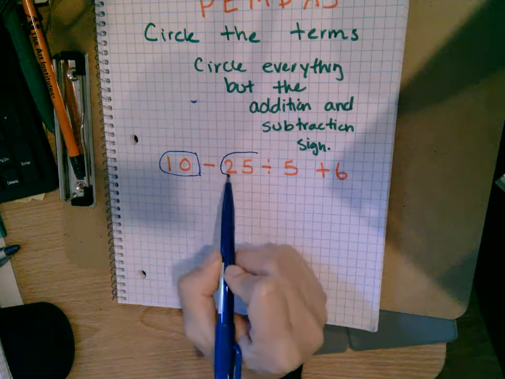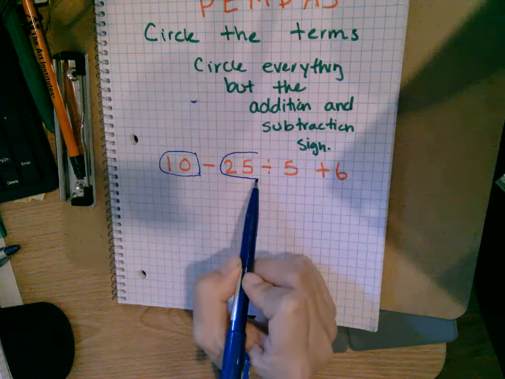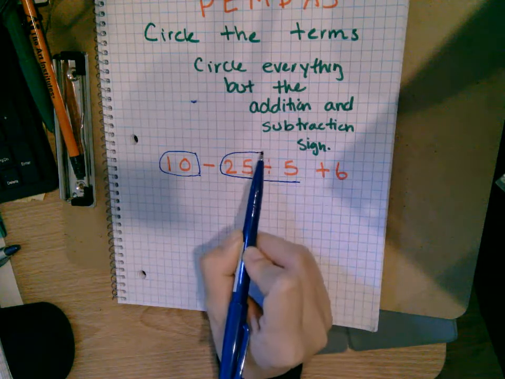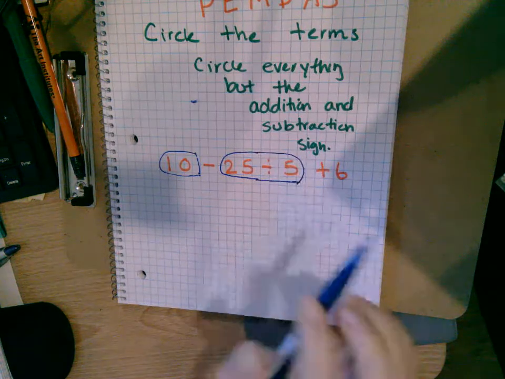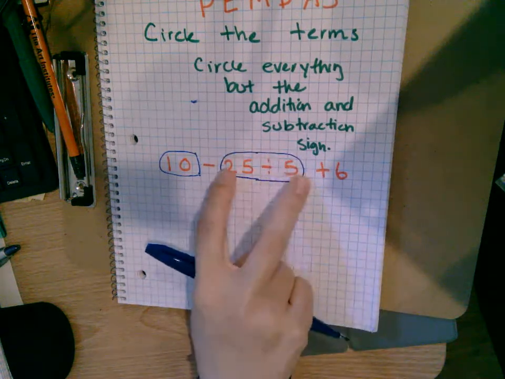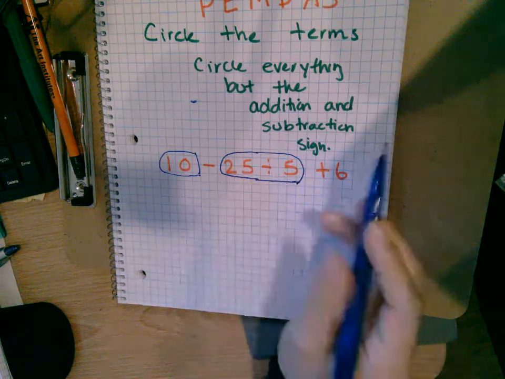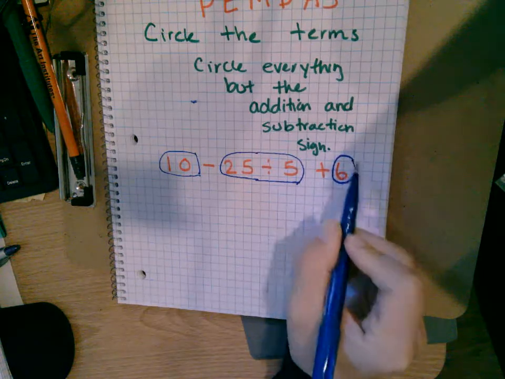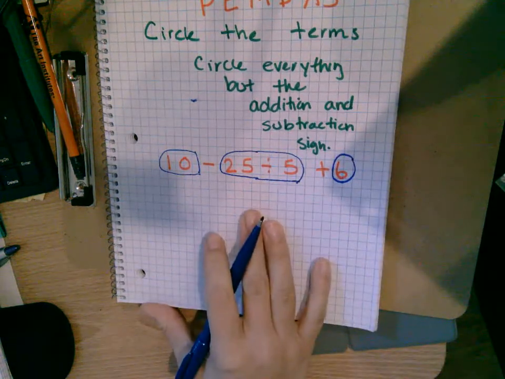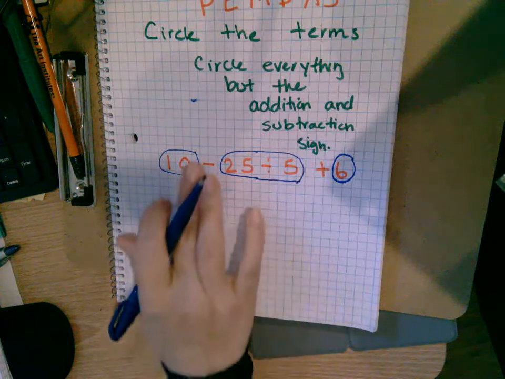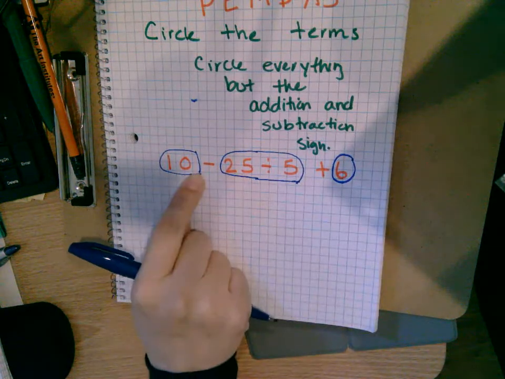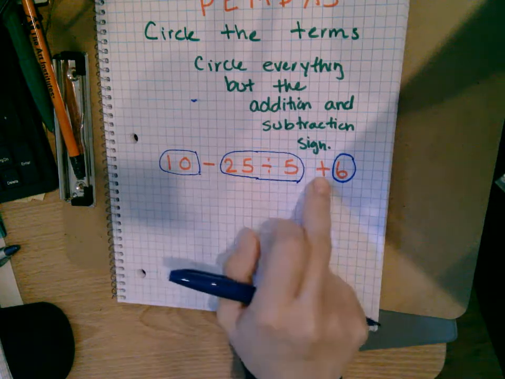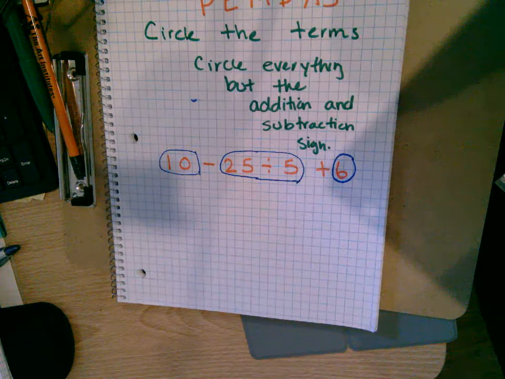I circle the 25. Can I circle a division sign? Yes. Can I circle a 5? Yes. Oh, there's a plus sign. So I stop circling. So this is a term. So I can put together division and multiplication. Then I hear a plus sign. I have a plus sign here, so I'm not going to circle it. And then I circle just the 6. So what this allows us to do is to see how many terms are in a problem. So there's 3 terms because we circle everything but the addition and subtraction sign. So you see the subtraction sign and the addition sign are kind of left not circled.